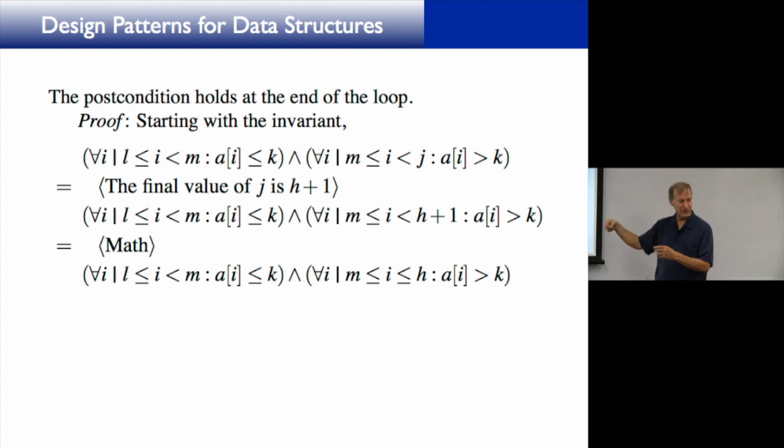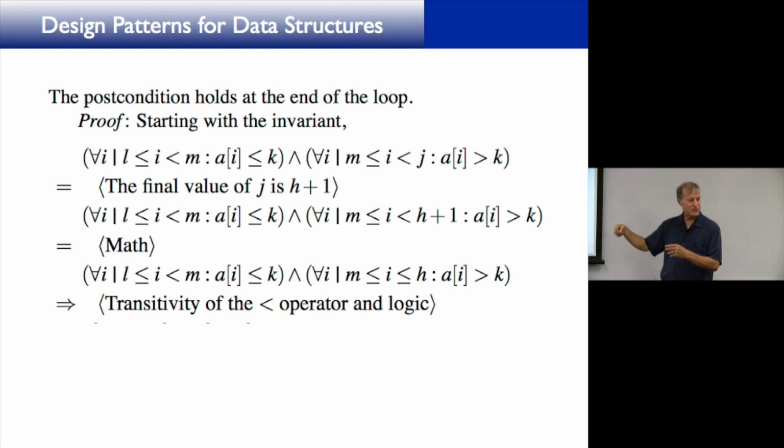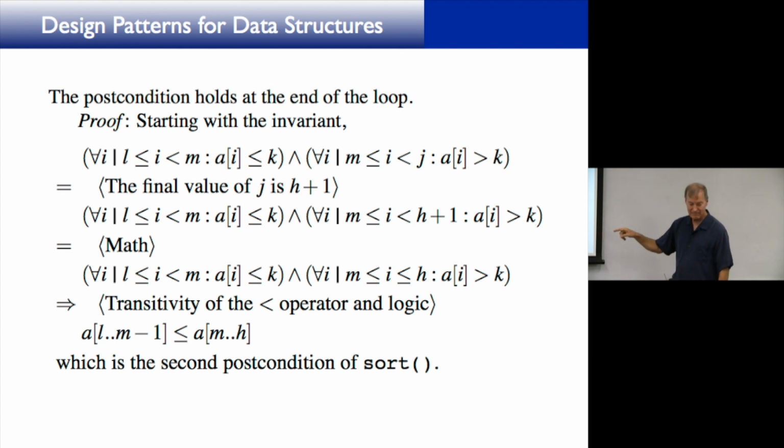But now here's where we reason. Here's where we use the reasoning to show that the post condition is true, because the post condition is that every one of these is less than every one of these. So what we have to use is the transitivity of the less than operator. If this is less than the key and the key is less than this, then this is less than that. You see what I'm saying? So you would have to make that argument. And so this is the second post condition of sort.